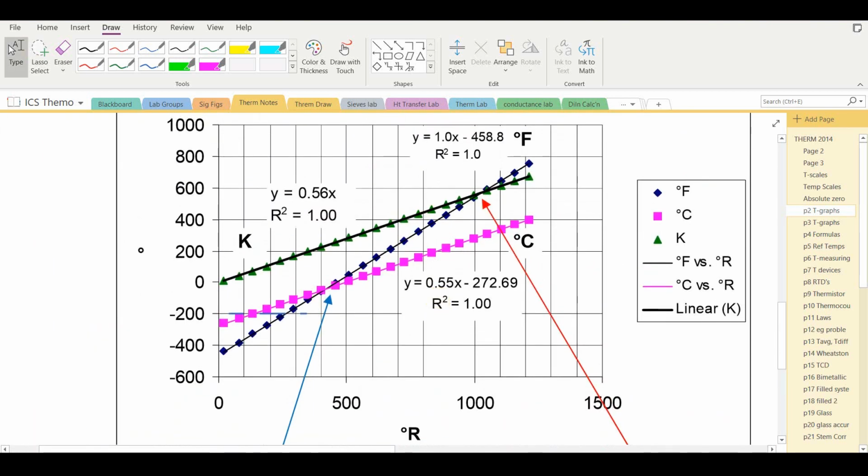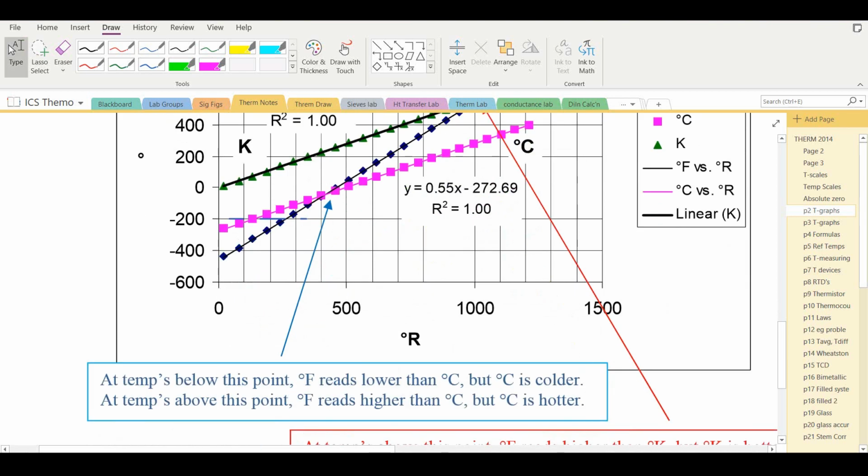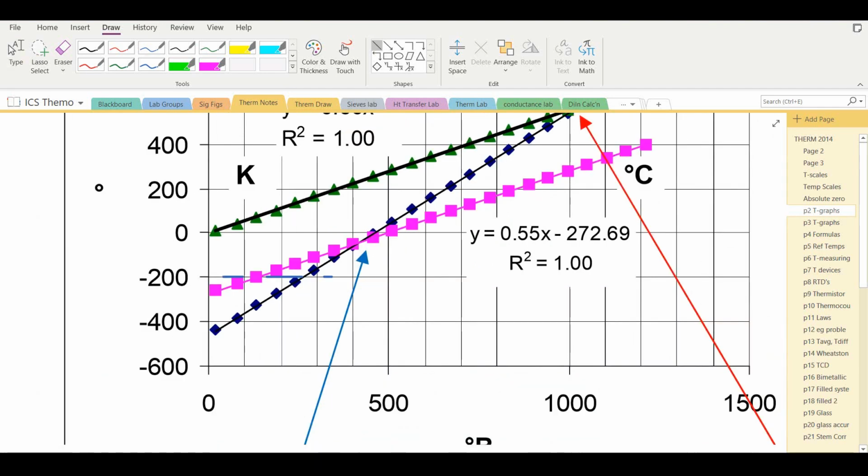You'll notice that there are 2 points at which the Fahrenheit scale intersects the Celsius scale, and it also intersects the Kelvin scale, which means there's some temperature at which degrees Fahrenheit equals degrees Celsius, and they are the same temperature. The same is true for Fahrenheit and Kelvin. So note here, at temperatures below this point, degrees Fahrenheit reads lower than degrees C, but degrees C is actually colder. Let's take a temperature of, say, minus 200 degrees Fahrenheit.